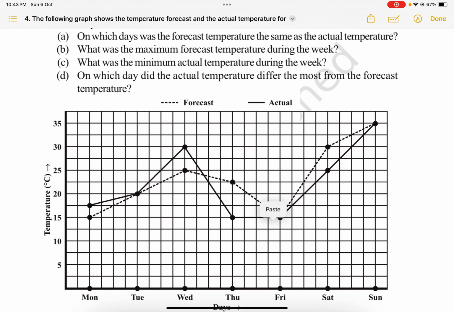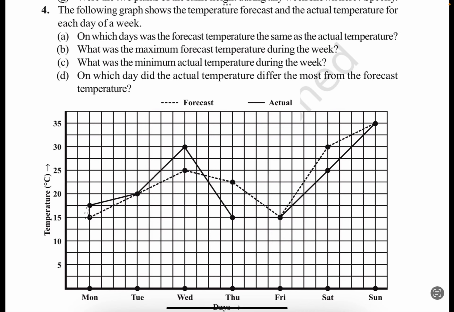Okay. And then, on which day did the actual temperature differ the most from the forecast? Differing more from the forecast means you see the distance between this line and this line point. This is just 15 and this is 17.5. So it is a 2.5 difference. Now here it is nothing.